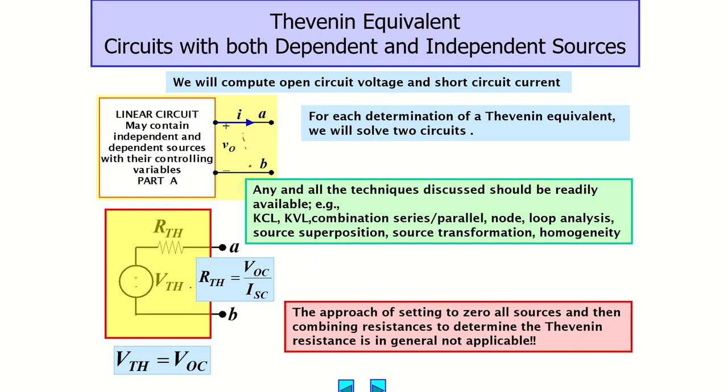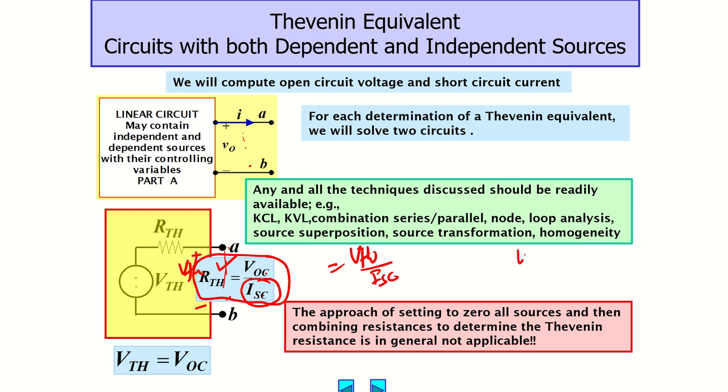We will remove the load and calculate the VThevenin across that branch. Then we will make it short circuit and calculate the short circuit current. By using the open circuit voltage, or VThevenin, with the load open, and the short circuit current, with the load shorted, we can calculate the Thevenin resistance for that case.